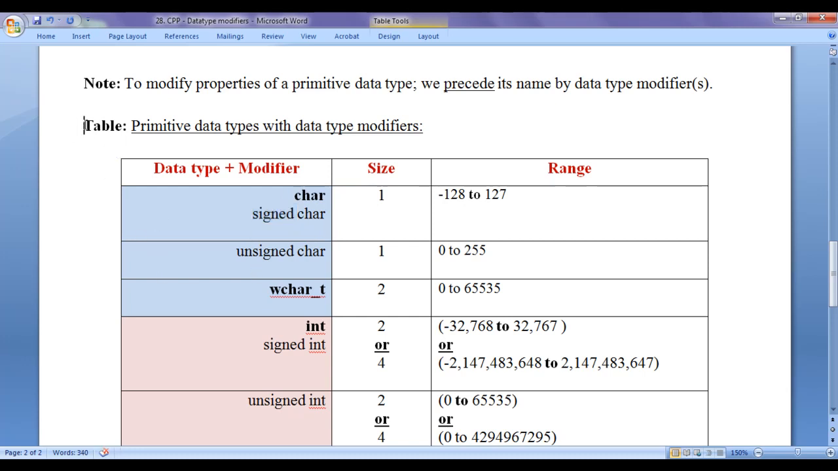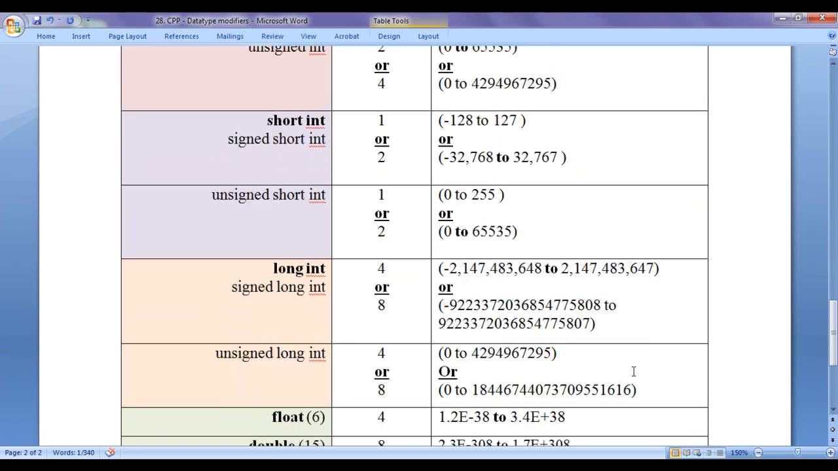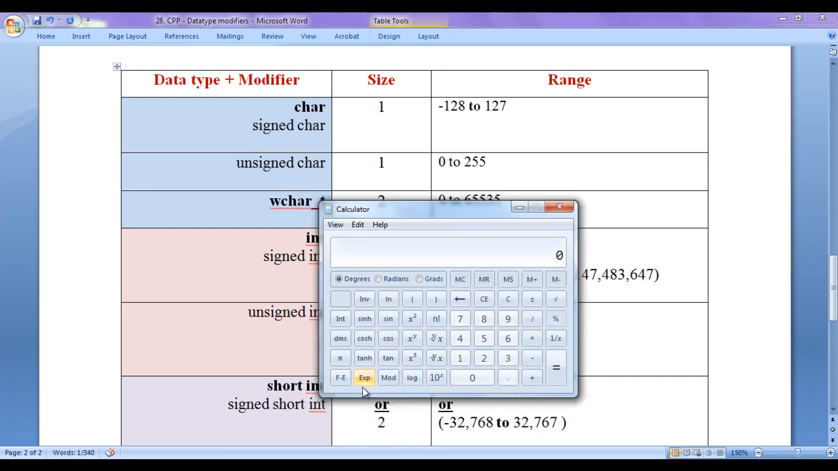Here I have created a table which contains primitive data types with data type modifiers and their size and range, guys. We know that char, wide char, int, float, double and bool are primitive data types, right? Char data type indicates character type data, that is a symbol enclosed in between pair of single quotations. For character type data, we know that computer allocates 1 byte memory. 1 byte is equal to 8 bits.